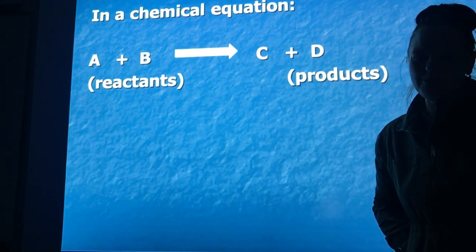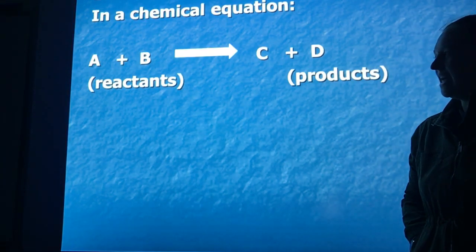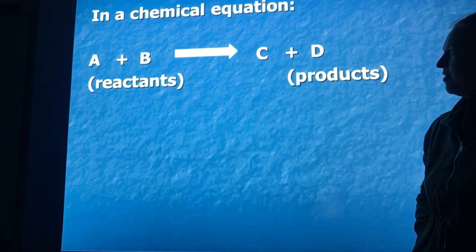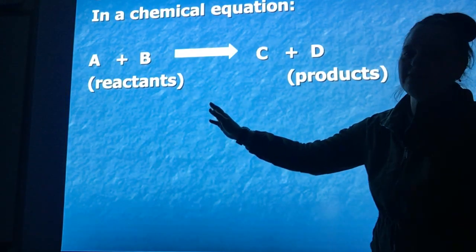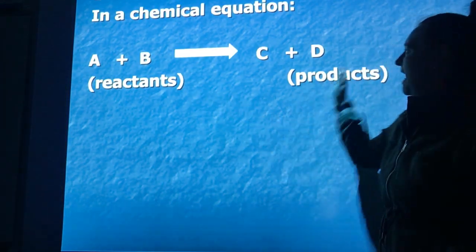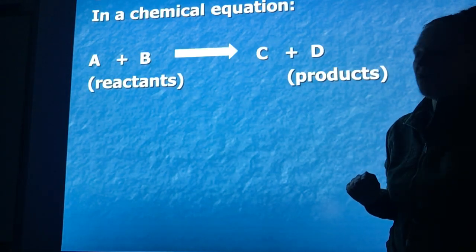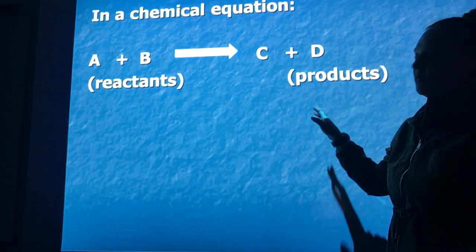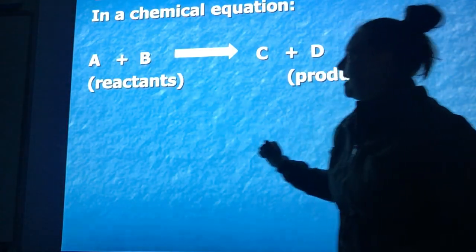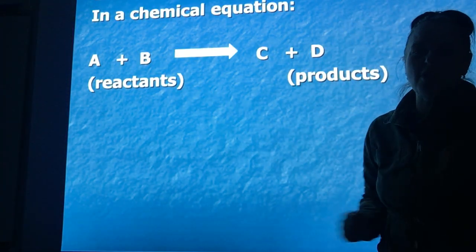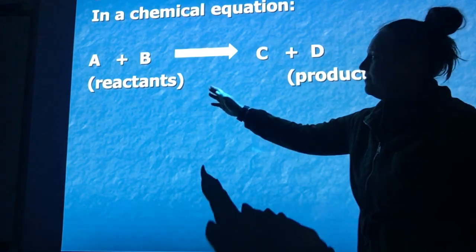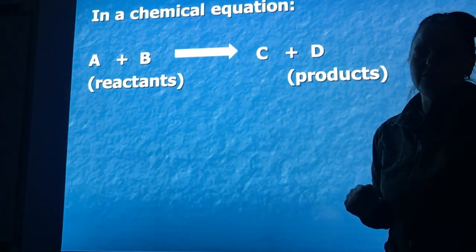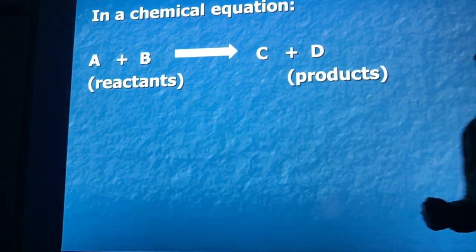So even if you didn't take chemistry 30, back in grade 9 and 10 science, we did learn about chemical reactions. We know that anything on the left-hand side of the arrow is called reactants. Anything on the right-hand side of the arrow is called products. So a chemical reaction, you have reactants becoming products. So in this example here, A, B, C, D, those aren't real elements or compounds, they're just generic terms. We have two reactants and then two different products. So that is a chemical reaction.